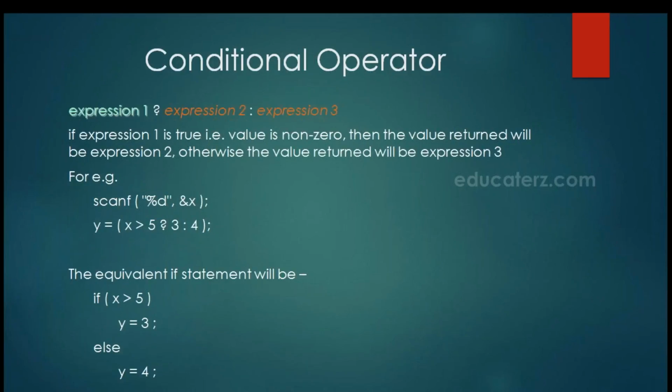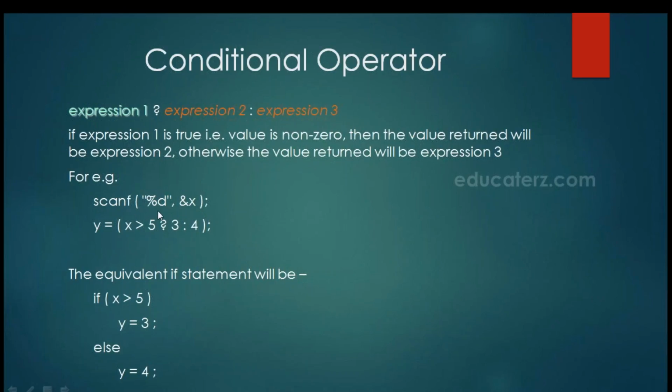Then next we have the conditional operator, where we have expression 1, question mark, expression 2, colon, expression 3. If expression 1 is true, that is, the value is non-zero, then the value returned will be expression 2. Otherwise the value returned will be expression 3.